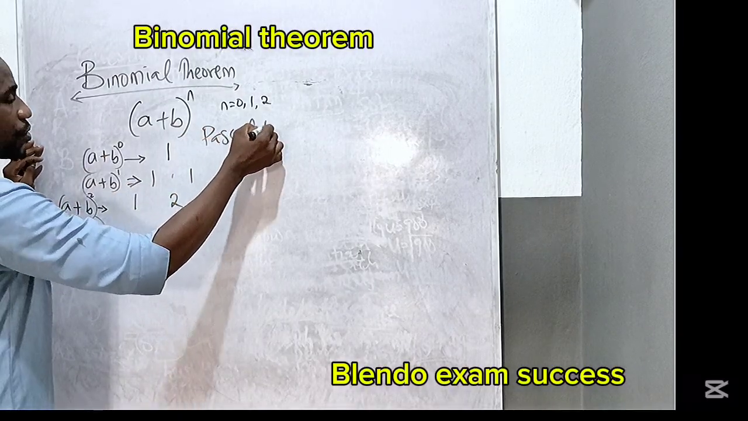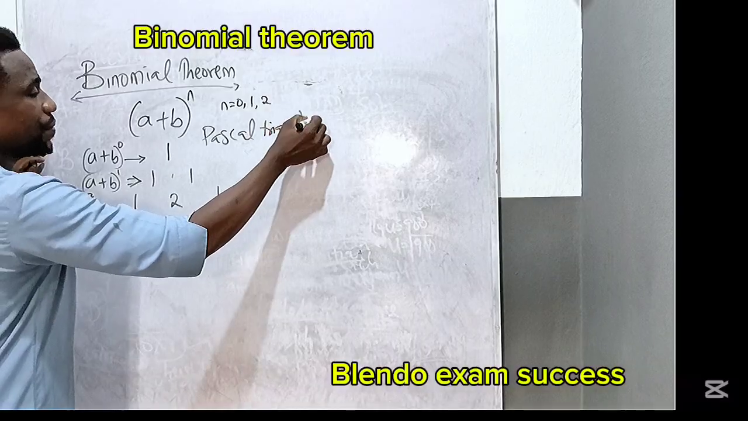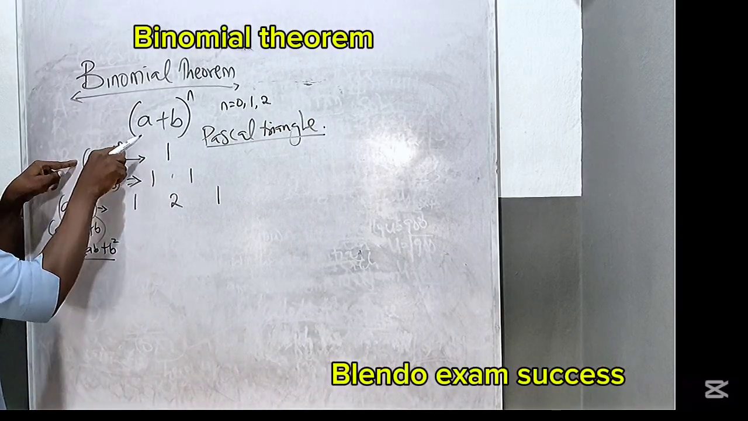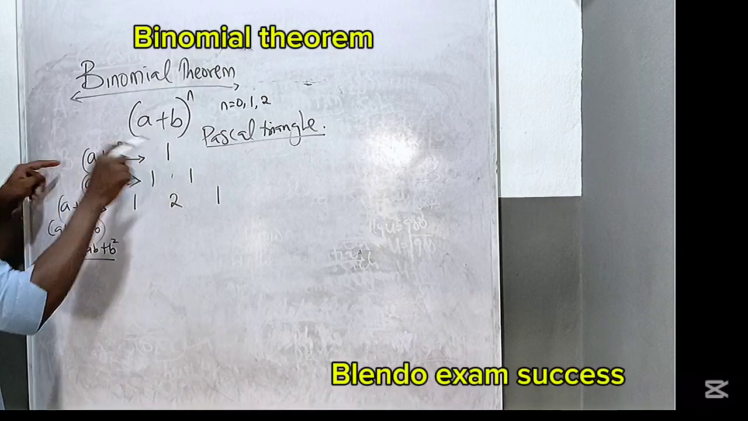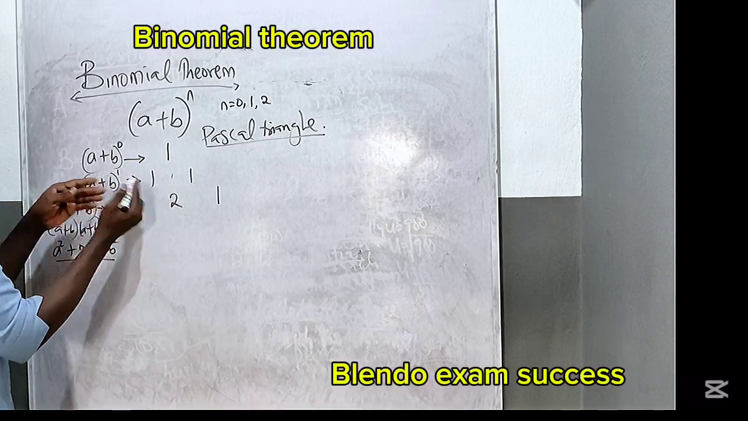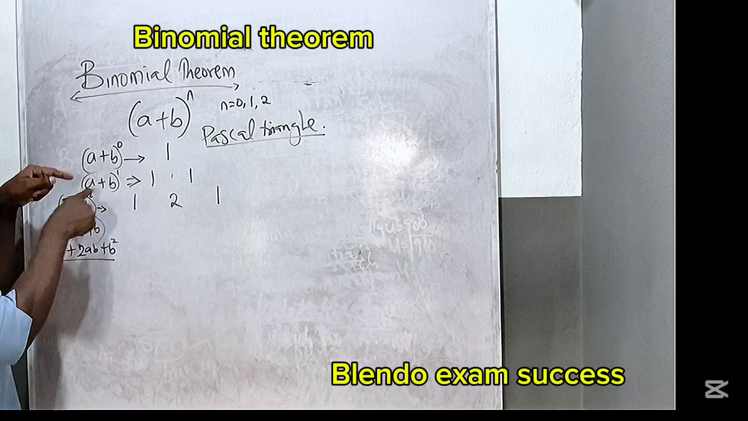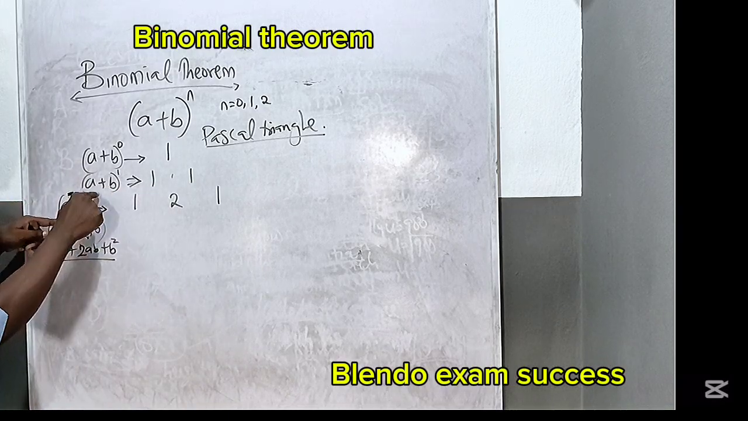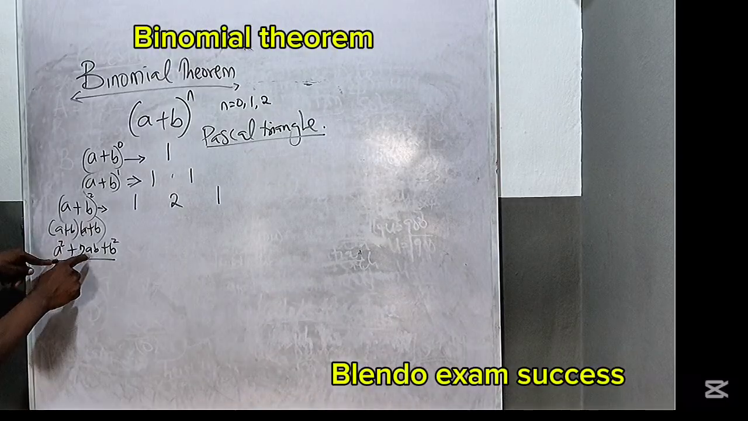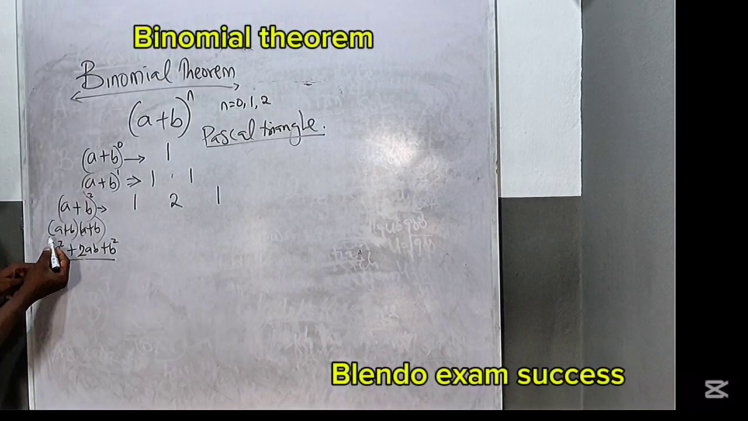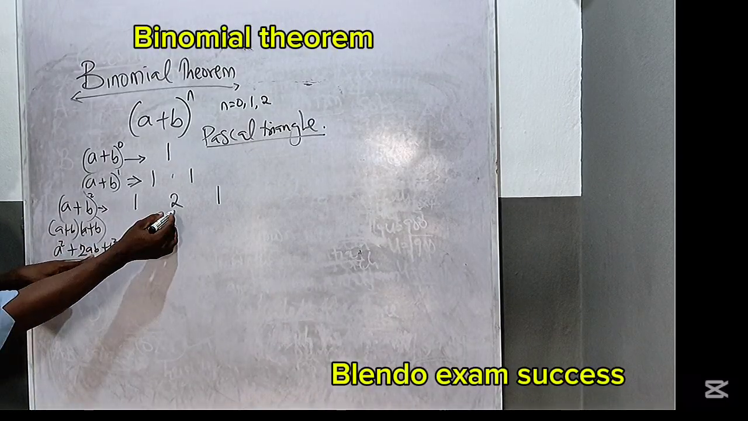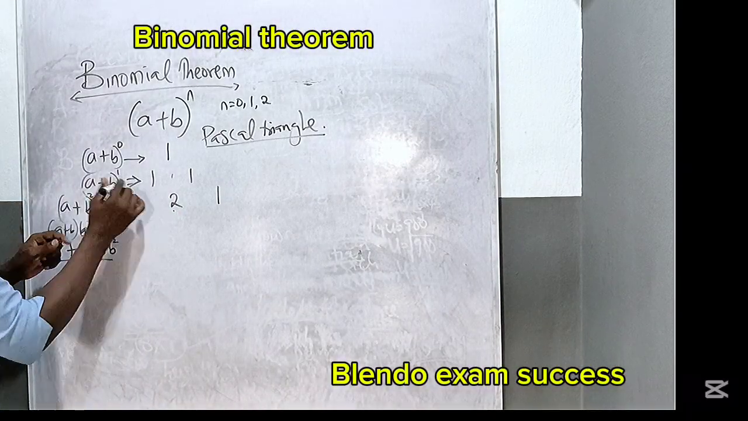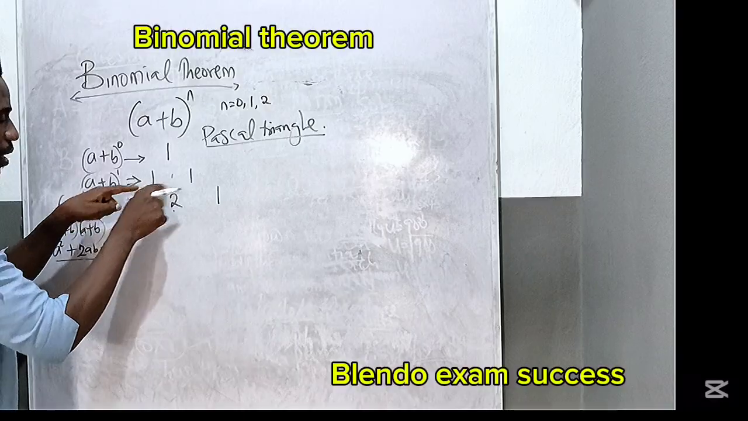In this Pascal's triangle, when it is raised to power 0, you have 1. (a + b) raised to power 1 has coefficient of a 1 and coefficient of b 1. (a + b) raised to power 2 gives a squared plus 2ab plus b squared. The coefficient of a squared is 1, the coefficient of ab is 2, and the coefficient of b squared is 1. So we don't need to have this again. Rather, we have 1.